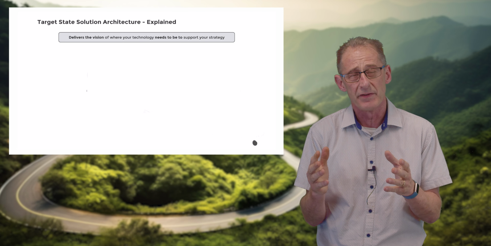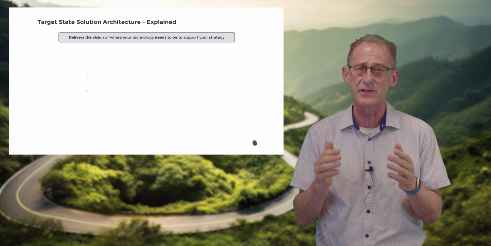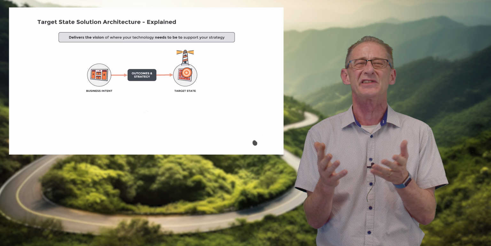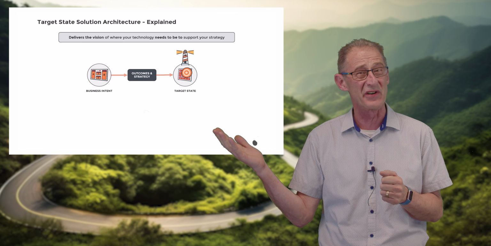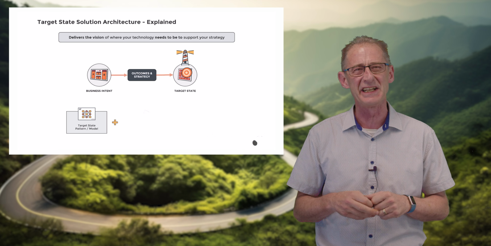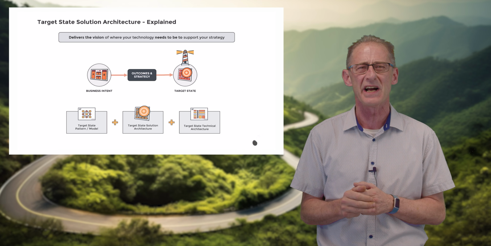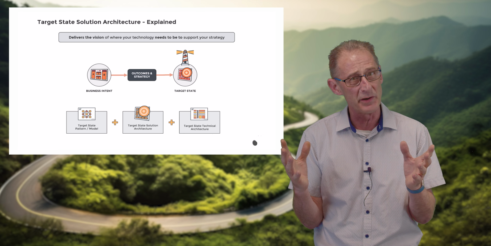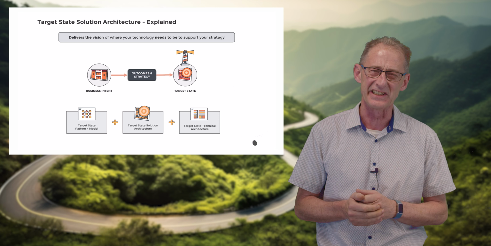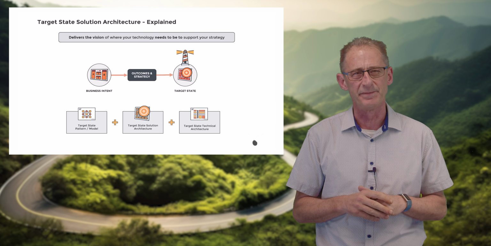The target state determination step delivers the vision for where your technology needs to be to support your strategy and desired business outcomes. In marketing parlance, it's often referred to variously as either your North Star or beacon on the hill for your technology. In Fragile to Agile's view, there are three components to this target state: the target state pattern or model, target state solutions architecture, and target state technical architecture. Let's go through them all.